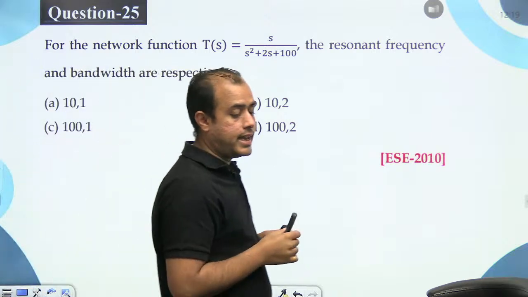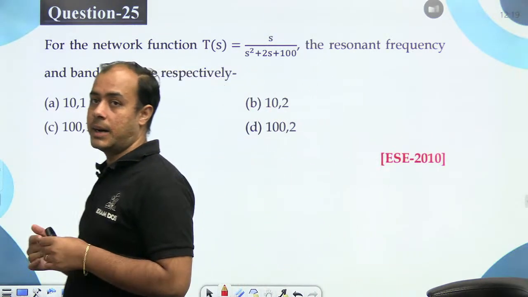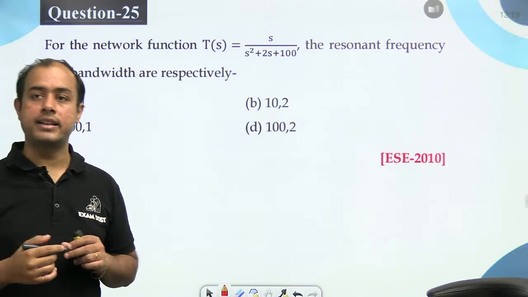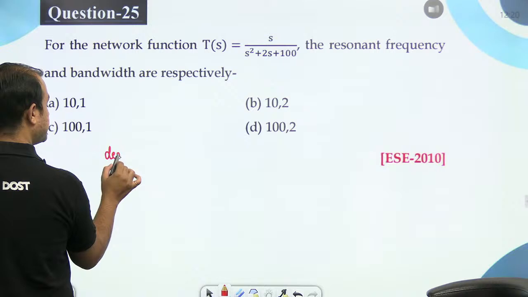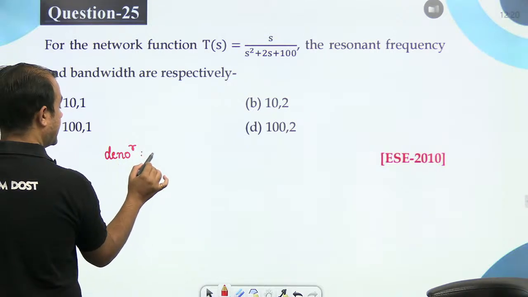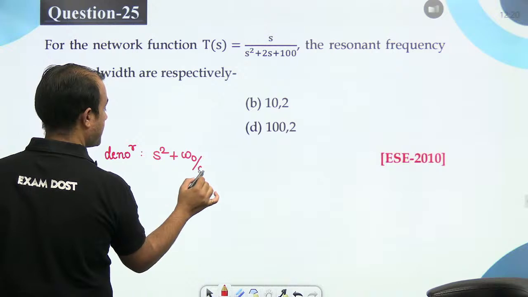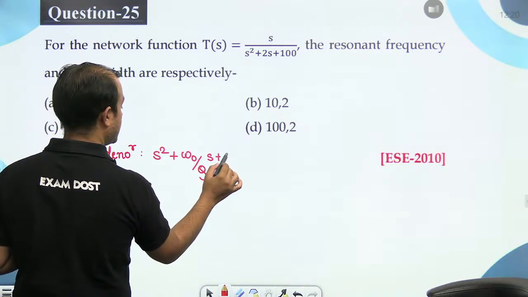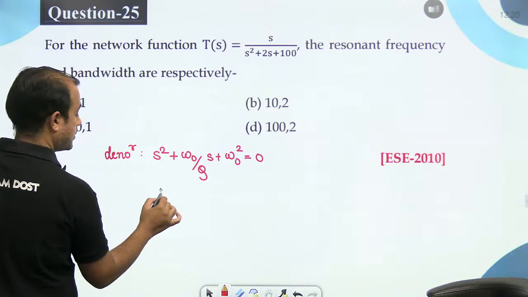Network function TS, resonant frequency and bandwidth are... I have given you the function. What is the resonant frequency and bandwidth? Now, remember, the denominator of such a function should be like this.